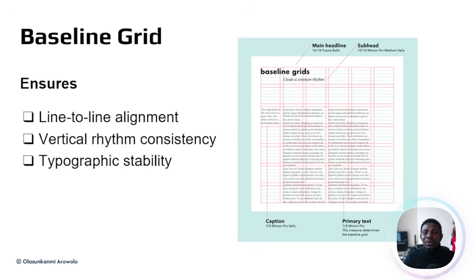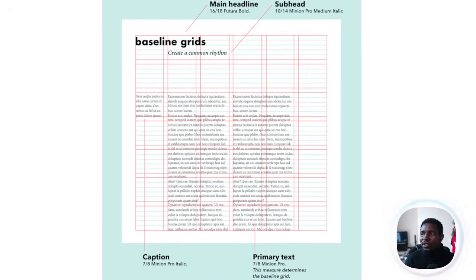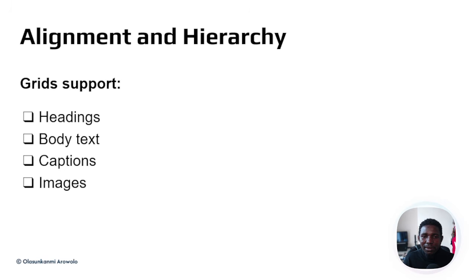So the baseline grid is one of the most important professional tools. It shows that text aligns perfectly across pages. Reading remains stable. You understand that? Now, poor baseline control results in visual disorder. So you need typographic stability. This is what it looks like. So take note of that.